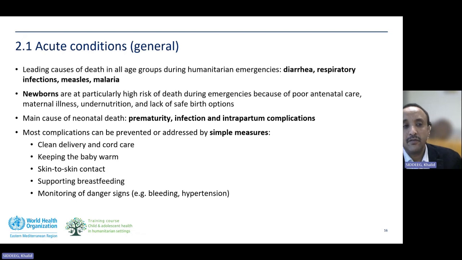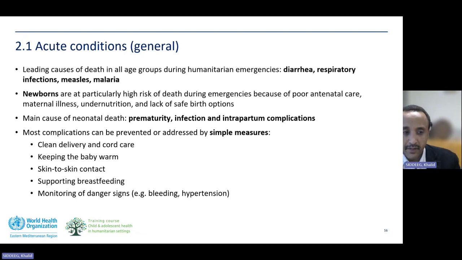And this is related to antenatal care, related to care during birth, whether it is attended by a skilled birth attendant or not, whether the evidence-based practices were implemented or not, and so on. So we know the main causes of death are prematurity, infection, and birth complications. So we need to make sure that the immediate interventions are in place to save newborns during emergencies, and they are extremely simple and easy to implement.